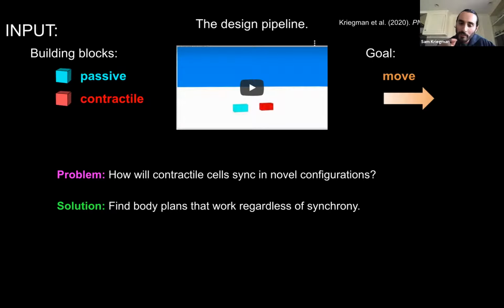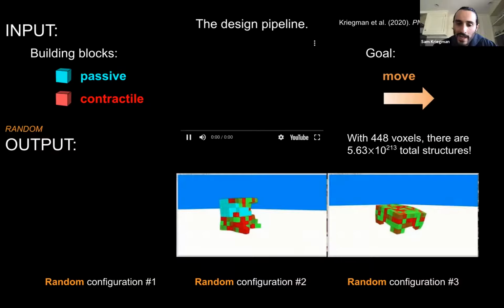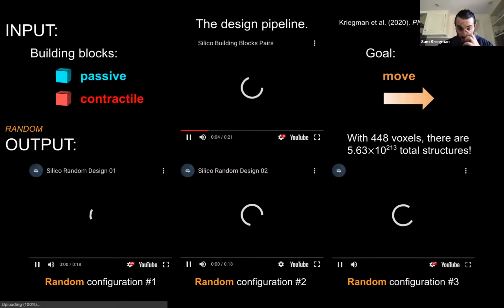We want to find body plans that cohere the unpredictable behavior of cells into more predictable whole body behavior that are going to work regardless of how these things are beating or regardless of how people are rowing in the boat. Here are some random configurations of these building blocks.